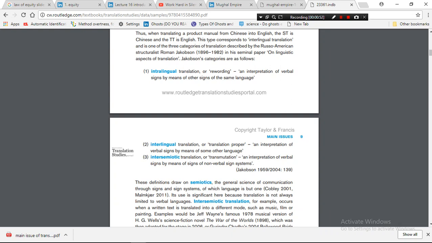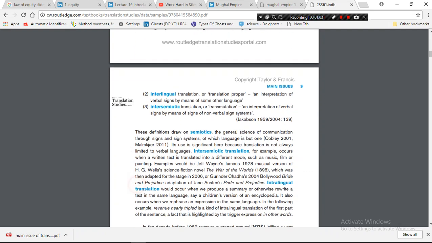And what is intersemiotic translation? Transmutation, an interpretation of verbal signs by means of signs of a non-verbal sign system. These definitions draw on semiotics, the general science of communication through signs and sign systems, of which language is but one. It is usually assumed that translation is not limited to verbal languages. Intersemiotic translation, for example, occurs when a written text is translated into different modes such as music, film or a painting.